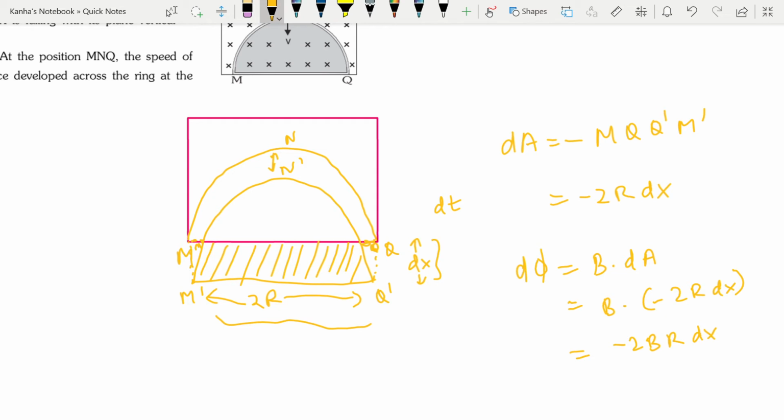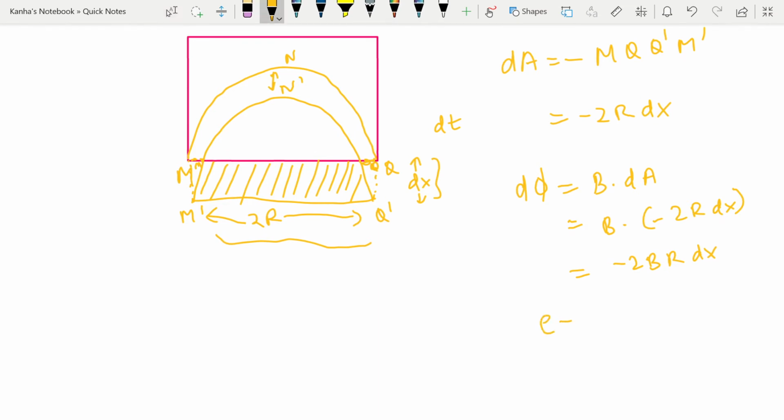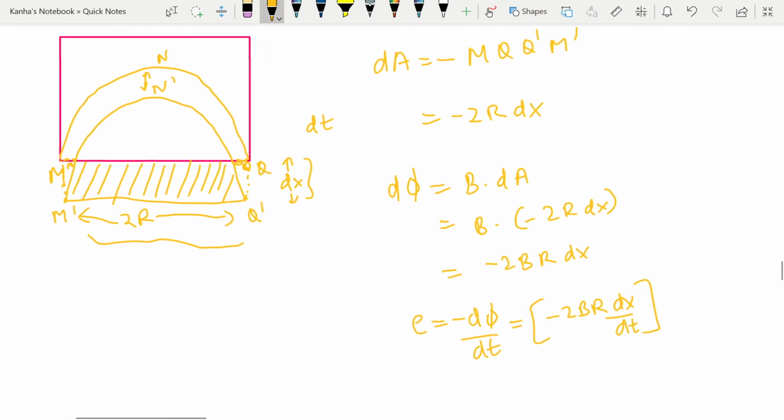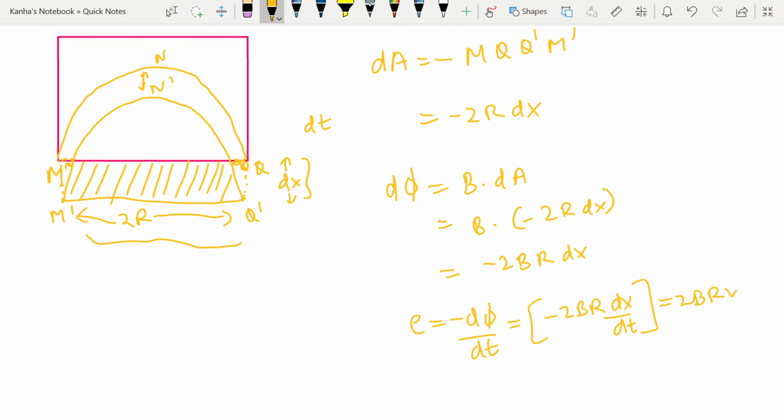Now the potential difference that will be developed across the ring, let's say it's E or epsilon. The EMF is minus d phi by dt. The induced EMF is nothing but minus 2BR into dx by dt, which is nothing but 2 times B R v. You should also note that the speed with which the ring will be falling is v, which is equal to dx by dt.